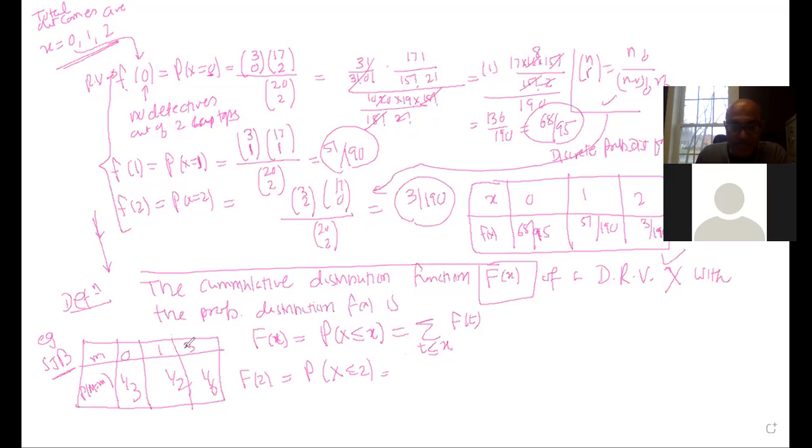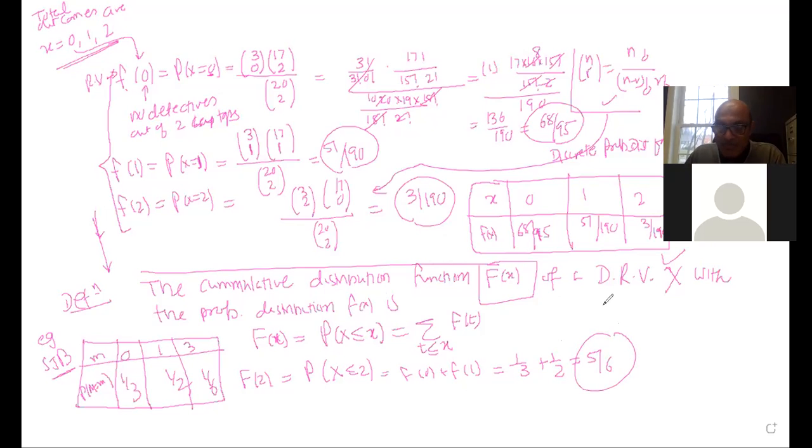I have 0 and 1. There is no 2. That means it is F of 0 plus F of 1. That is the meaning. T is less than or equal to 2, so T is first 0 and then 1. So F of 0 and F of 1. F of 0 value is 1 by 3. F of 1 value is 1 by 2. That is equal to 5 by 6. So that's what we mean by the cumulative function F of 2, the cumulative distribution function F of 2.